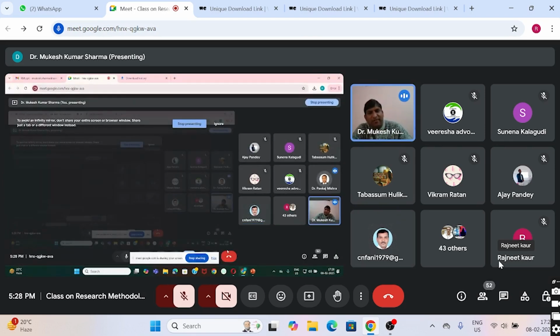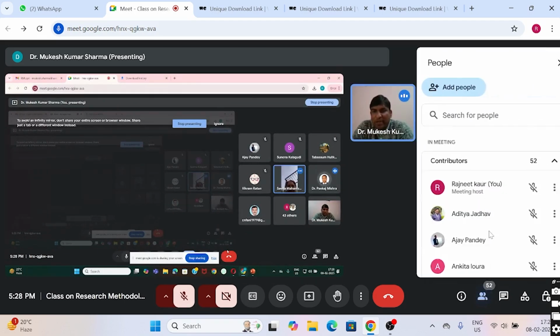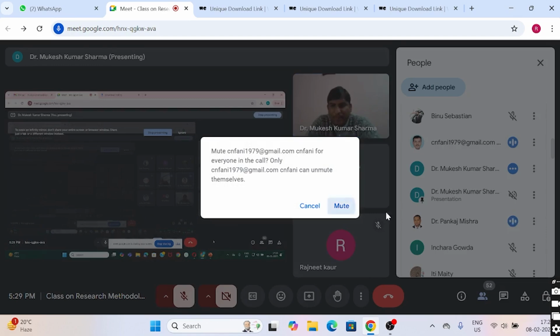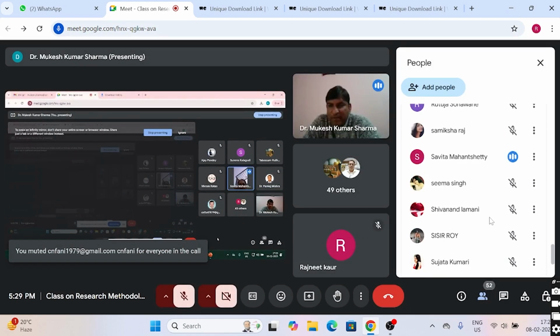Please mute yourself. Rajneet, mute. Who is talking? Those who are talking in between, I request, please mute yourself. Kavita ji, please mute yourself.